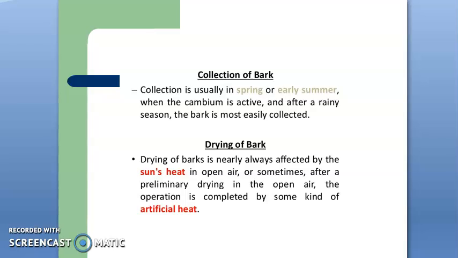The collection is usually in the spring or early in the summer, when the cambium is active, and after a rainy season the bark is most easily collected. So the collection of this bark is in rainy season. How to dry this bark? Drying of bark is very important. Drying of bark is nearly always effected by the sun's heat in the open air, or sometimes after a preliminary drying in the open air, the operation is completed by some kind of artificial heat. In some cases, the artificial heat is required to completely dry the bark.